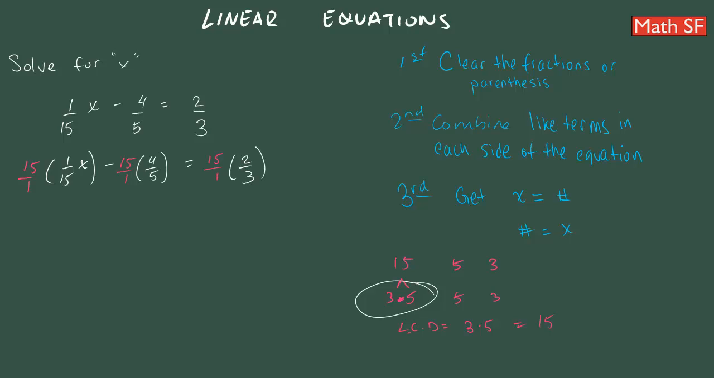Now the reason why we do this is because we're trying to eliminate the denominators. Look, 15 goes into 15 how many times? Once. So they're pretty much gone. And what you're going to be left with is one single x. Same idea. 5 goes into 15 how many times? 3 times. So you're left with negative 3 times 4, equals. 3 goes into 15 5 times. Therefore, you're left with 5 times 2.